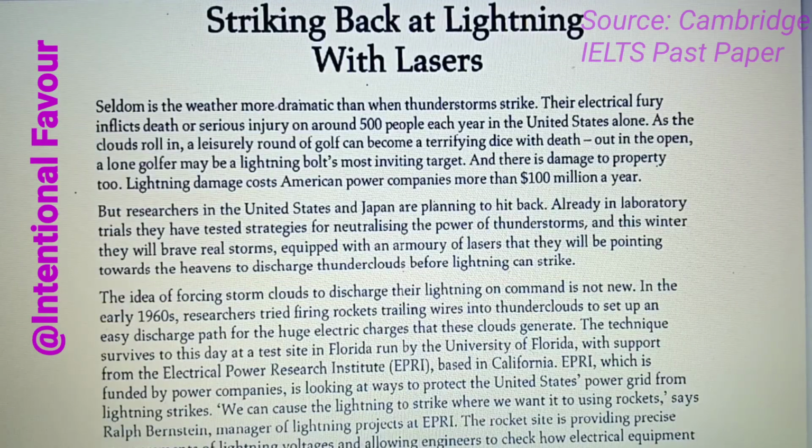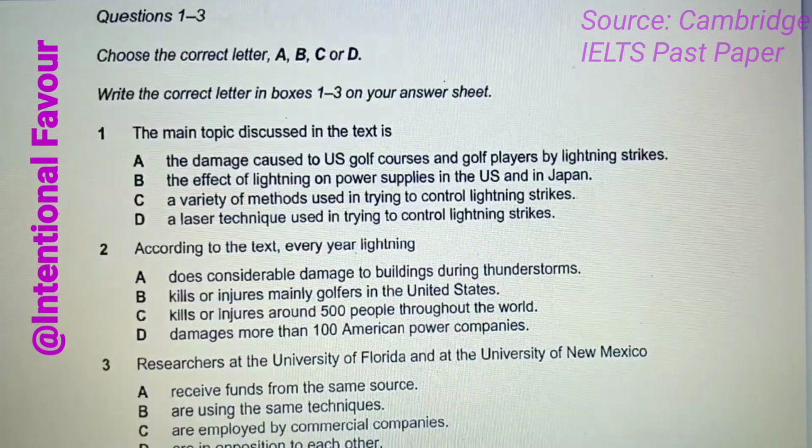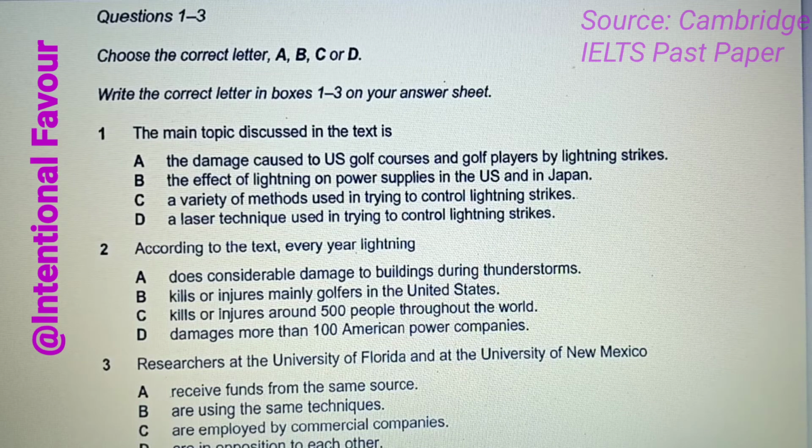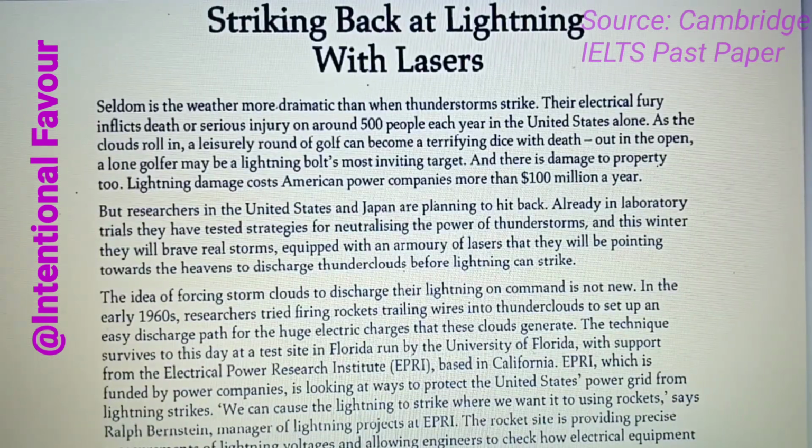It kills or injures mainly golfers in the United States. Where did he talk about golfers here? Yeah, out in the open. A lone golfer may be a lightning bolt's most inviting target, all right? Yeah, but look at the option. It talks about kills or injures mainly golfers. Mainly. No, that's another word. That makes it incorrect. It's not mainly golfers that it kills in US. No, not only, that is saying mainly. That mainly makes it absolutely out of it. Okay, because he said that a lone golfer may be, it is not certain.